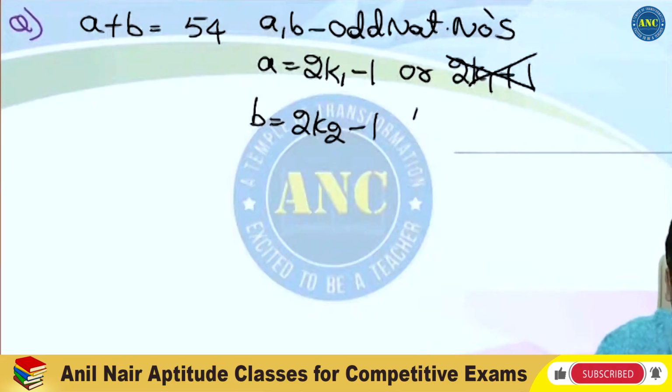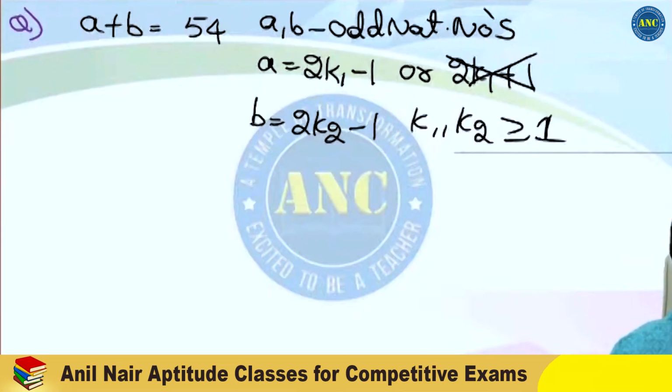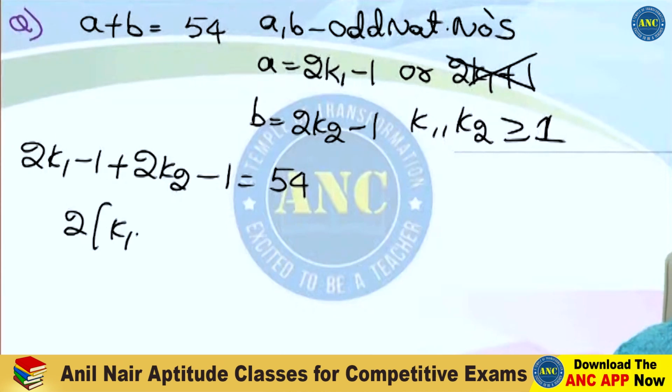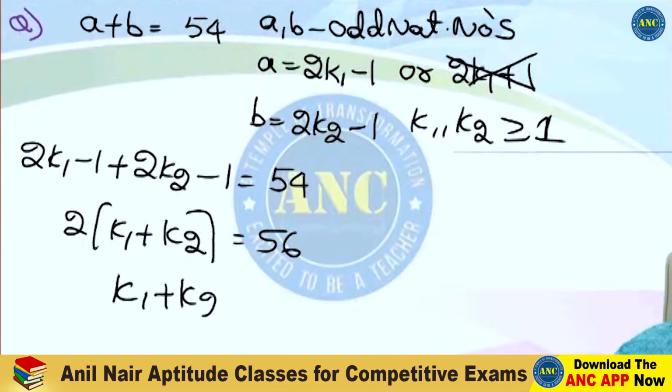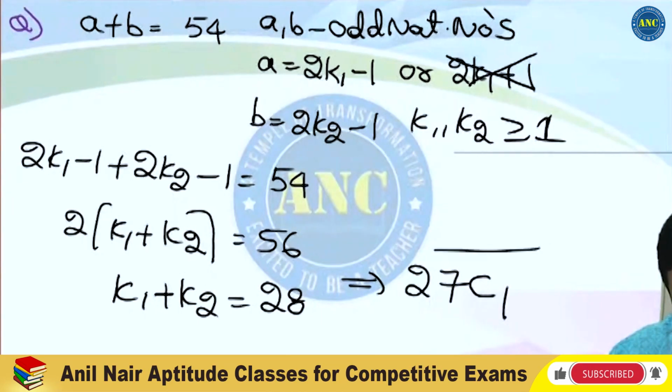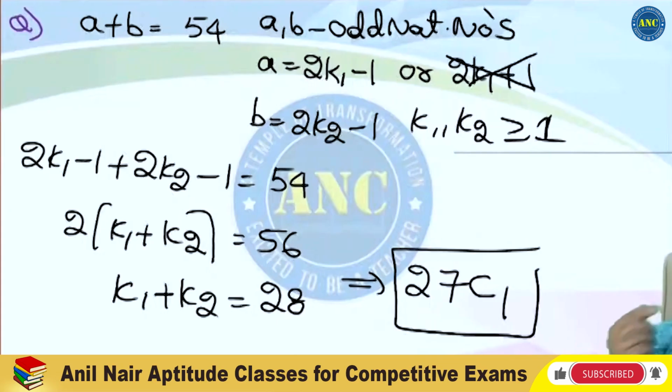2k2 minus 1, because I know how to solve the problems when the variables start from 1. So these are nothing but 2k1 minus 1 plus 2k2 minus 1, which is 54. That is 2 into k1 plus k2, which is 56. So k1 plus k2 is 28. If variables start with 1, it is 27C1. Easily you will get the answer.